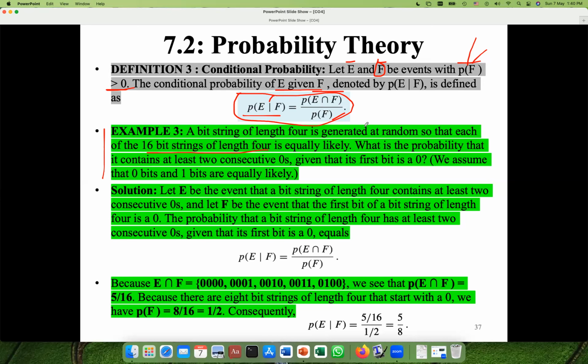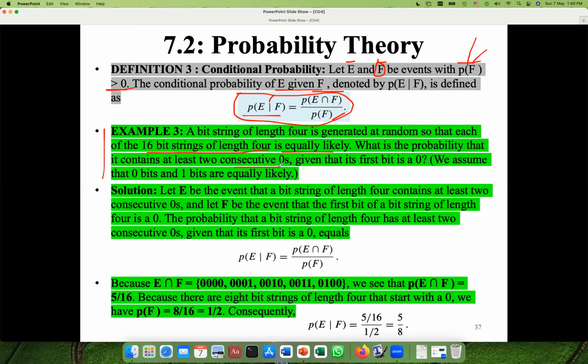So you have bit strings of length 4, with 4 bits. And you have to produce these bit strings 16 times. Second, third, fourth, fifth, up to 16 times. So you will produce 16 strings, and each string is equally likely. What is the probability that it contains at least 2 consecutive zeros?